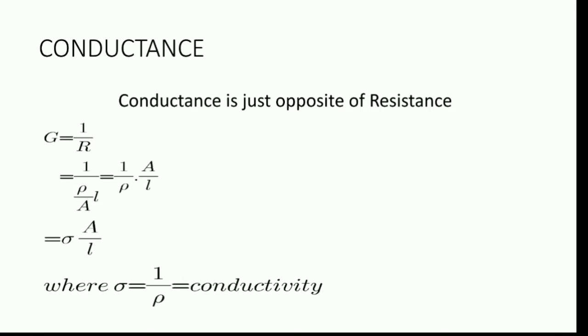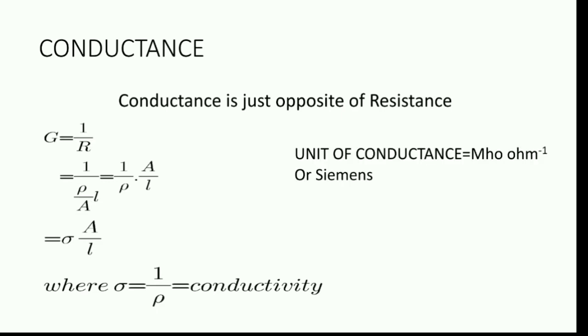Then we can write 1 by rho L by A, which is the expression for resistance. We already saw that. Then we can write 1 by rho times A by L, and we can write this 1 by rho as sigma, where this sigma is called conductivity, which is exactly opposite of the resistivity. The unit of conductance is called mho or ohm inverse, or it is also called Siemens.